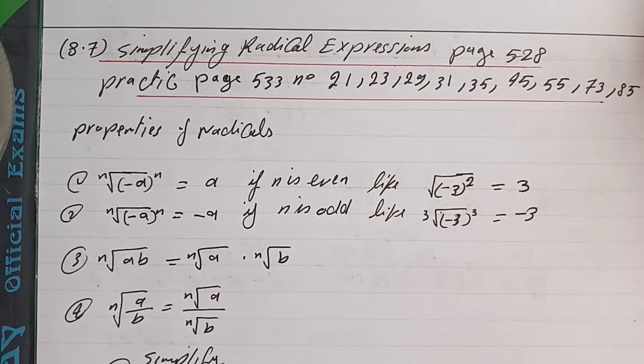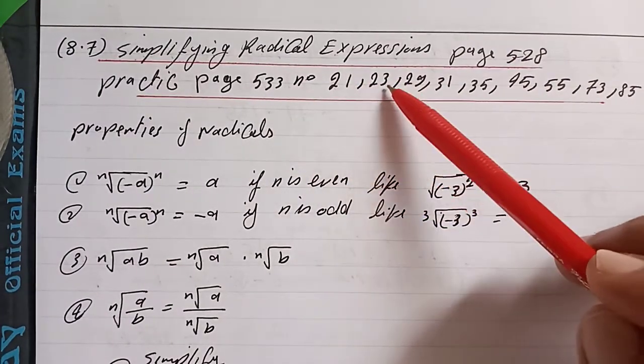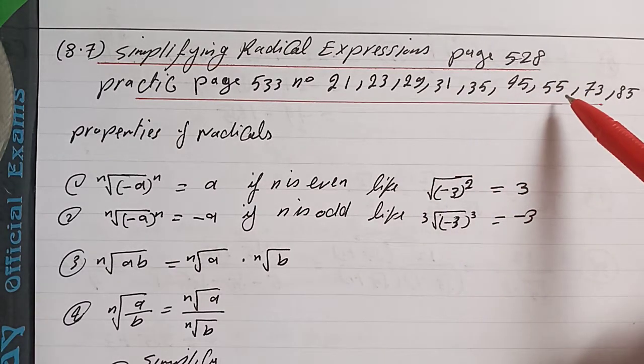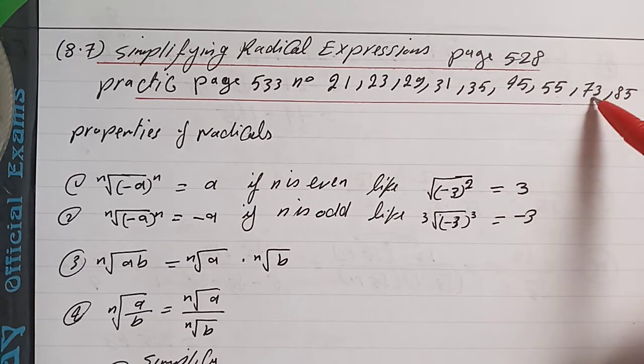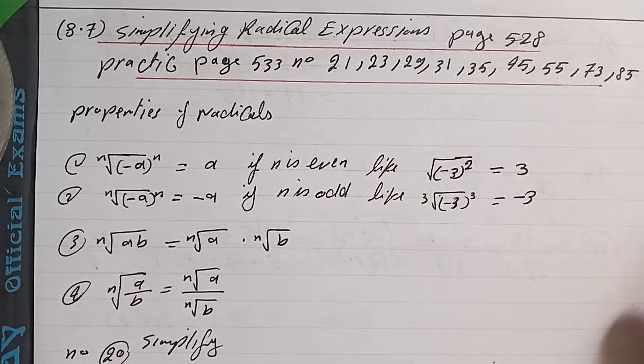Hello, grade 10, lesson 8.7, simplifying radical expressions, page 528. Practice page 533, numbers 21, 23, 29, 31, 35, 45, 55, 73, and 85. Let's start with the properties of radicals.